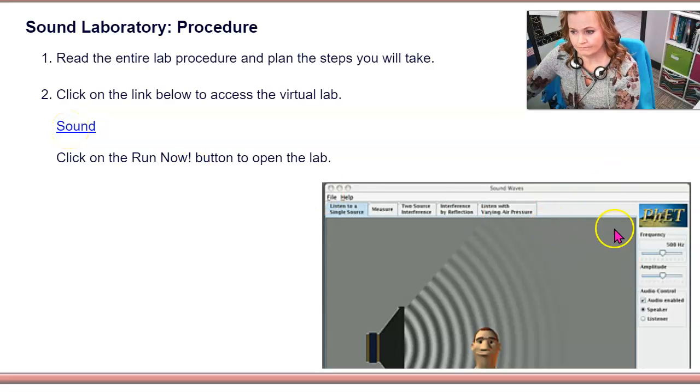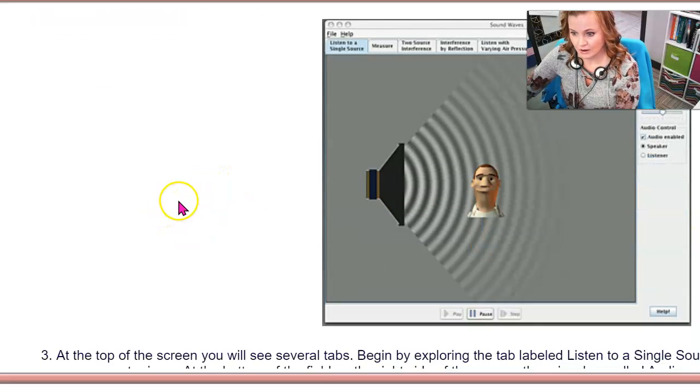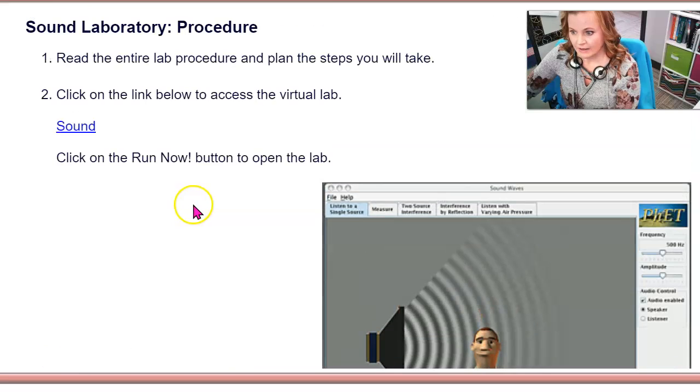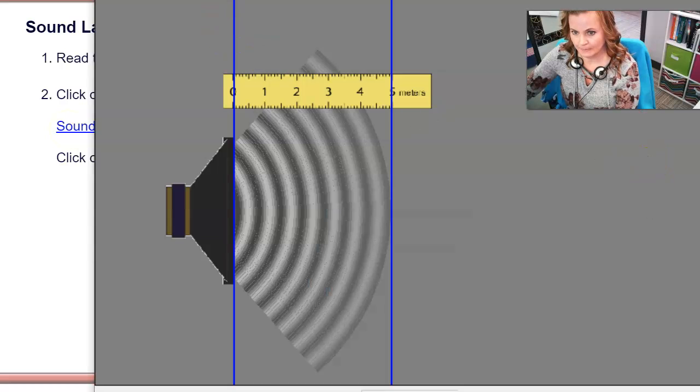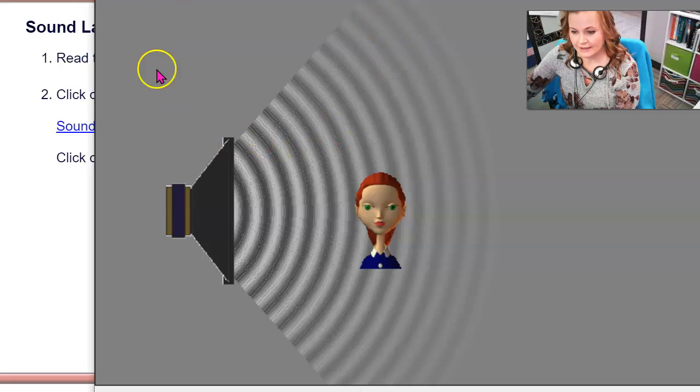It's using a program called PHET, P-H-E-T. We've done quite a few simulations through PHET this year. They're a really awesome website that provides free simulations for science of all different genres. And we're doing the sound one. When you do open that up, it is a Java program. Okay, so it starts off like this.